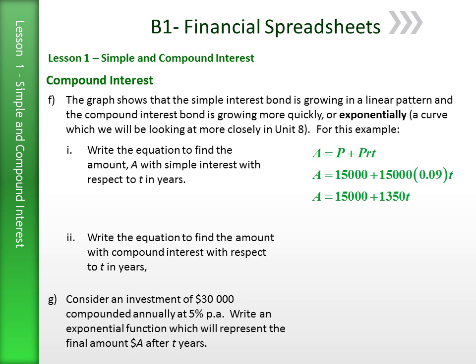This equation is similar to our y equals mx plus b formula that we did in grade 10, with our 15,000 as our y-intercept, and the 1,350 as our slope.